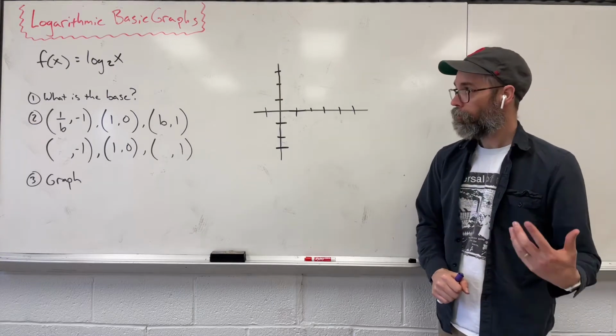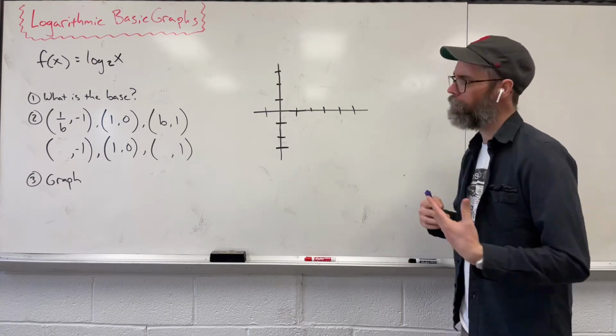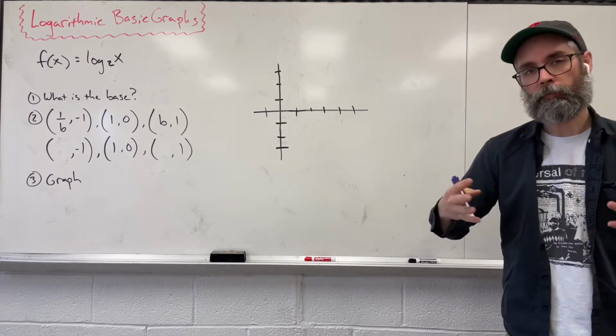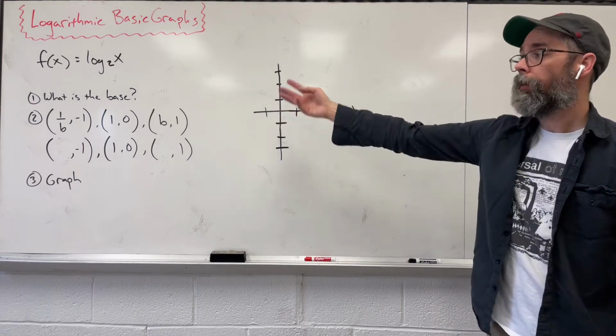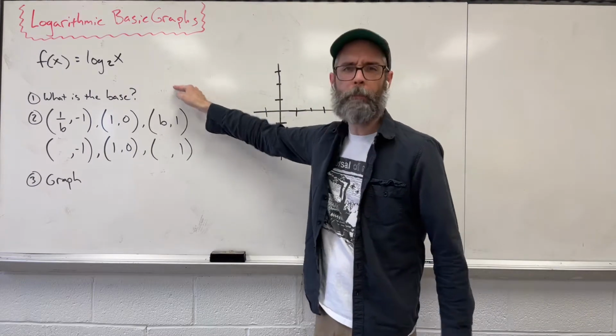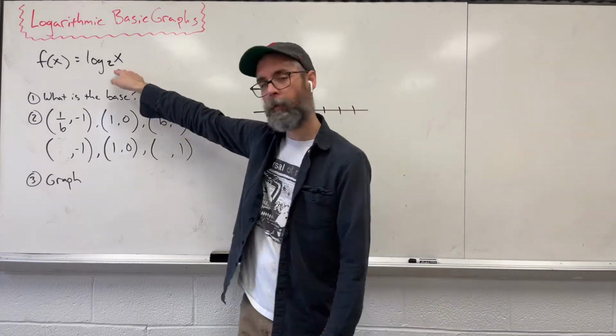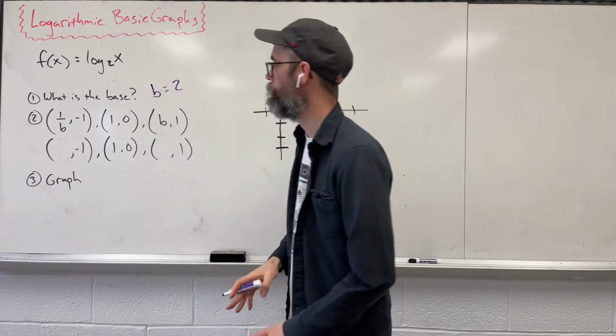Hi, we're going to look at graphing the basic form of logarithmic graphs. We're going to take a real close look as to why certain things perform the way that they do in this case. So first off, there's three steps to this whole thing. First step is, what is the base? My base is a little number hanging out after that log. So we're going to say that this is b equals 2.